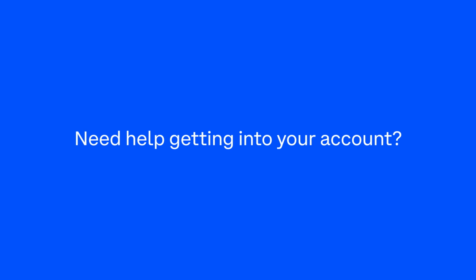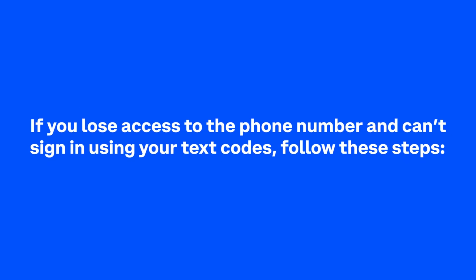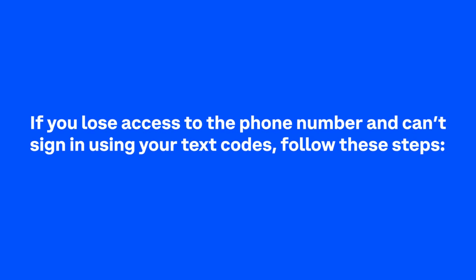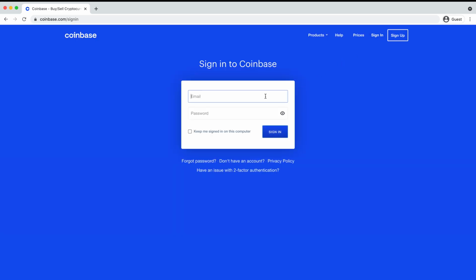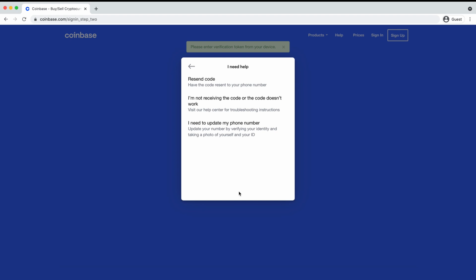Need help getting into your account? If you lose access to the phone number associated with your Coinbase account and you can't sign in using your text codes, follow these steps. From a web browser or the Coinbase mobile app, sign in to your Coinbase account with your email address and password. When prompted for a two-step verification code, select I need help, then I need to update my phone number.